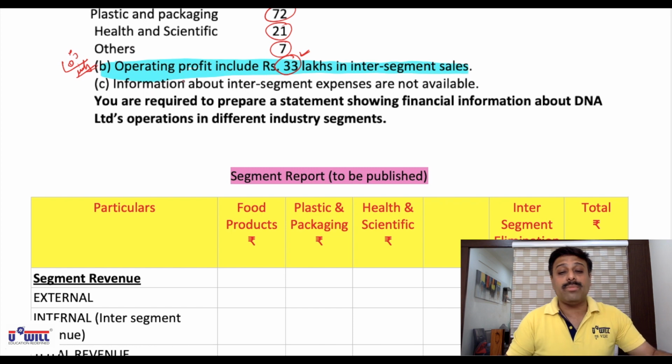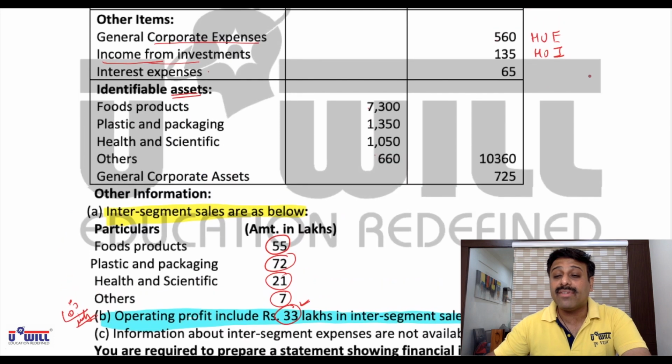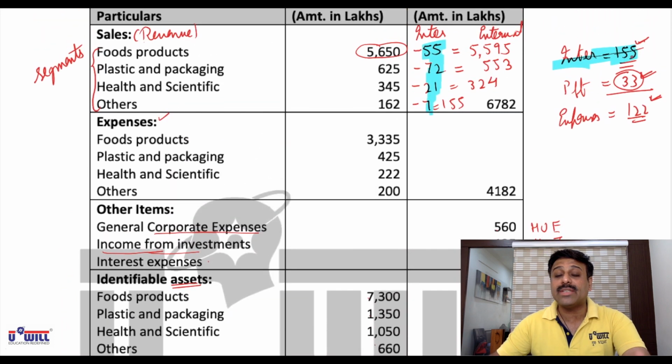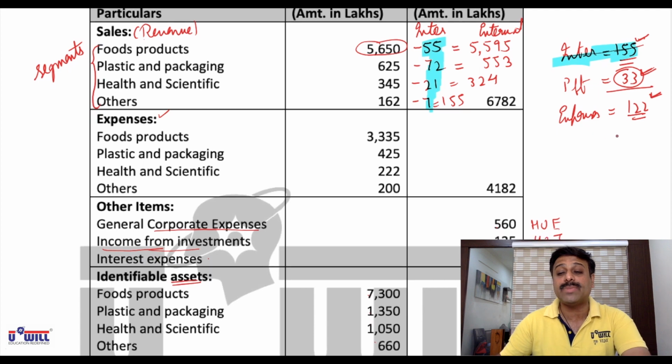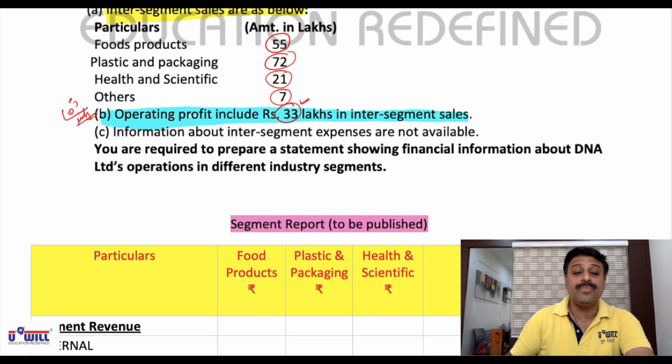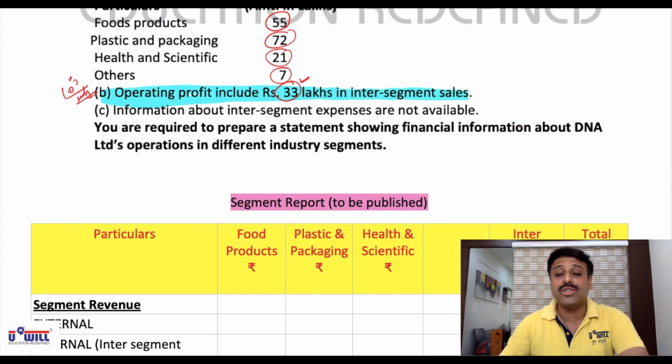Now they say information about inter-segment expenses is not available. So that we have calculated. Information about inter-segment expenses is not available, but profit is given as 33. So we have calculated that expenses would be 122. You are required to prepare a statement showing financial information about DNA Limited's operation in different industry segments.